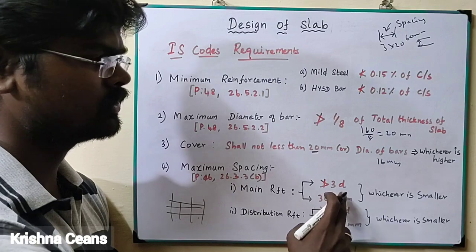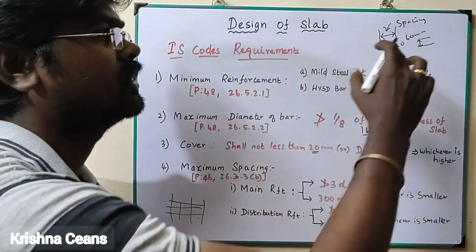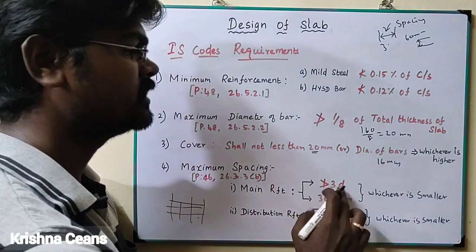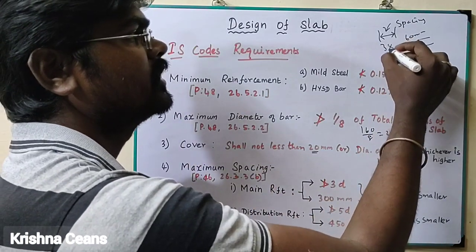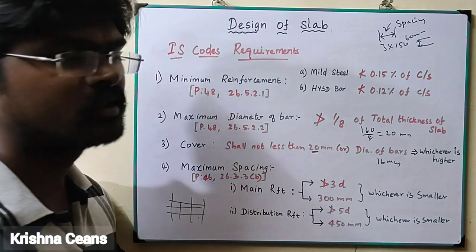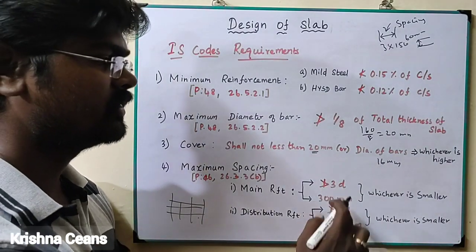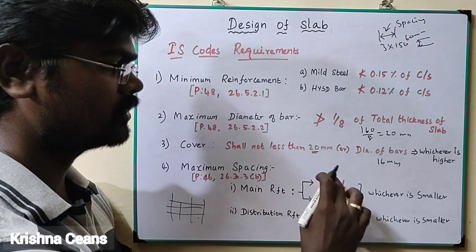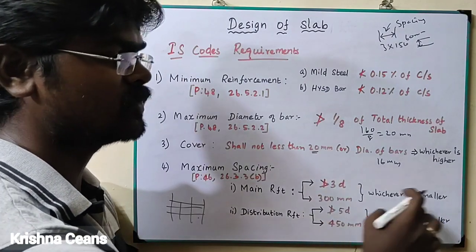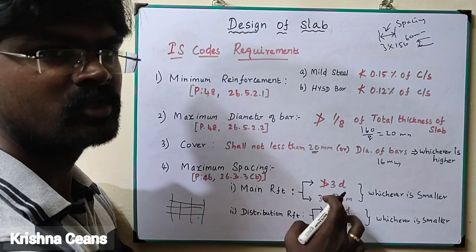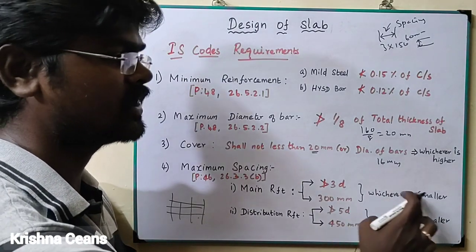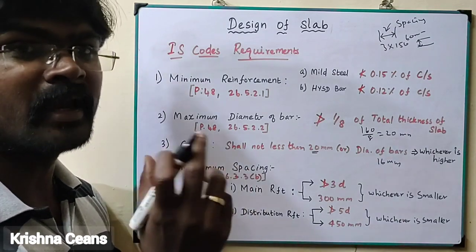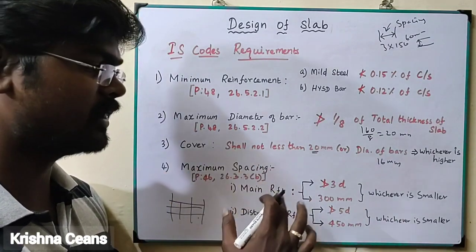Here d is the depth, not the diameter of the bar. D is the effective depth. In the case of 150 mm, 3 into 150 is 450. The other condition is 300 mm. So among these two, whichever is smaller, 450 or 300 mm, 300 mm is smaller, so we have to use 300 mm spacing from one reinforcement to another for the main reinforcement, not the distribution reinforcement, the main reinforcement.